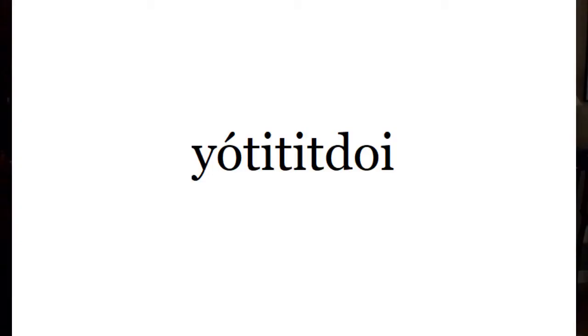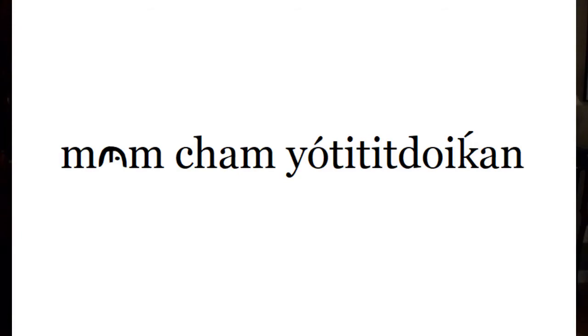Yo titit doi. Yo titit doi means leaf out and bud out. Talking about a plant, like in spring. Do you see the word flower, yo, and the word green, titit, in this word? Yo titit doi. Repeat. Yo titit doi. How would you say it is leafing and budding out? Let's listen to Mame Gallagher say it is leafing out, leafing and budding out. Yo titit doigan. How would you say the tree is leafing and budding out? Mum cham yo titit doigan. Mum cham yo titit doikan.